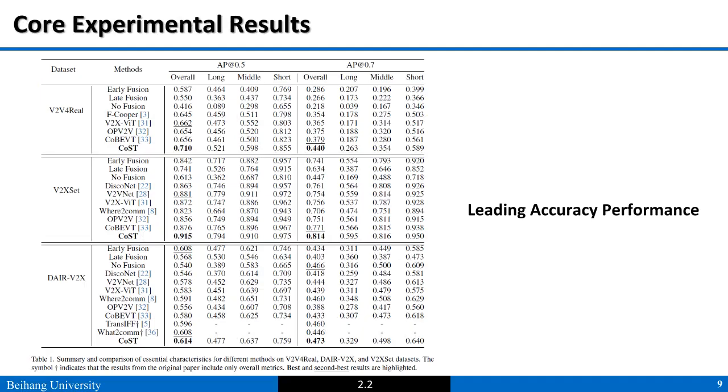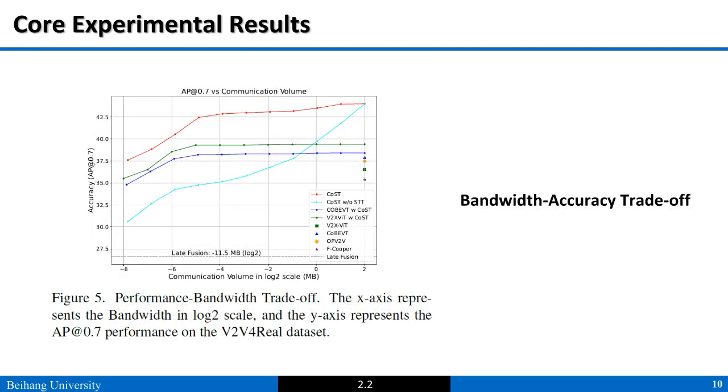Our method CoST achieves the highest AP across almost all settings, demonstrating its superior accuracy. This highlights the benefit of our unified spatiotemporal approach compared to both early and late fusion baselines. This figure shows the trade-off between bandwidth and accuracy. Our method CoST achieves the best performance while using significantly less communication bandwidth compared to other methods. This validates the efficiency of our spatiotemporal transmission mechanism.